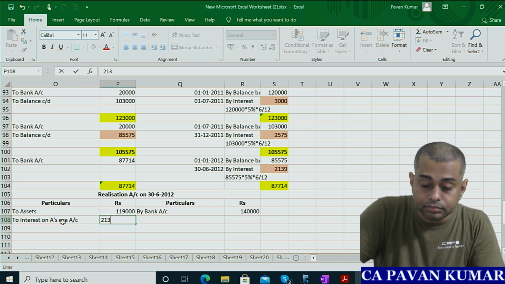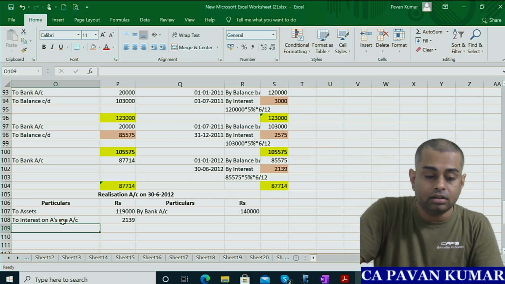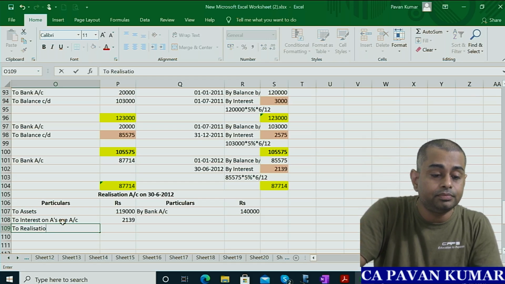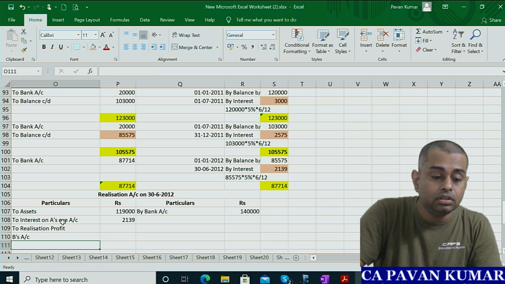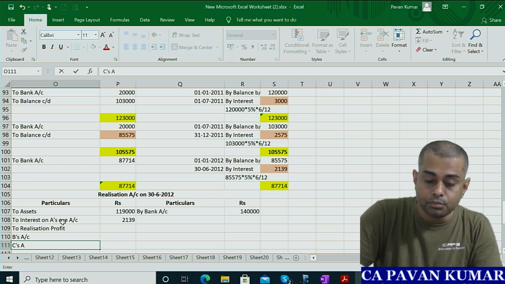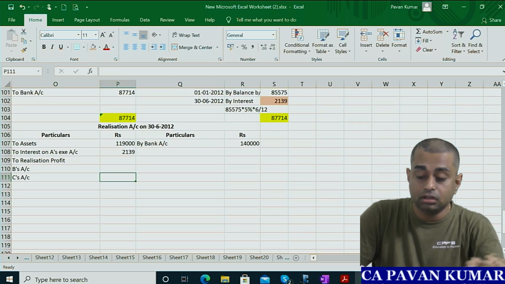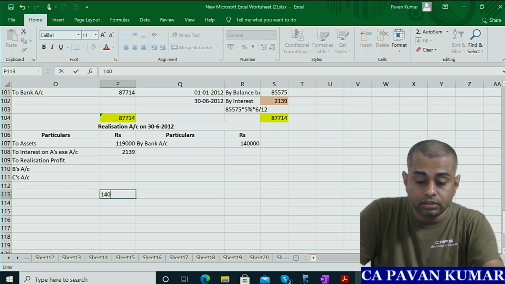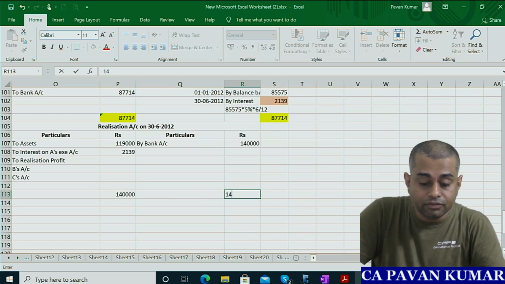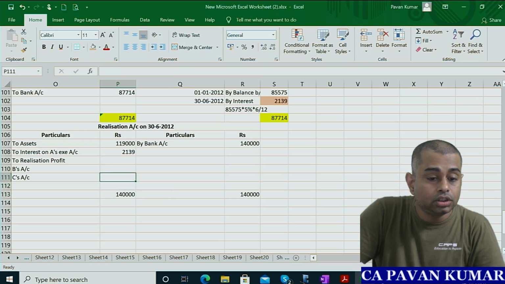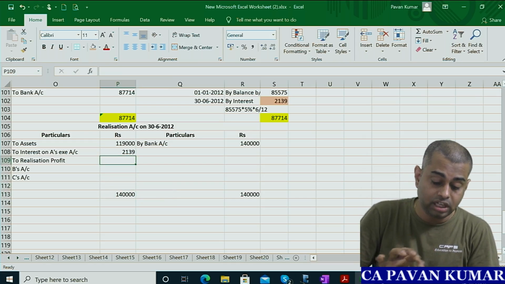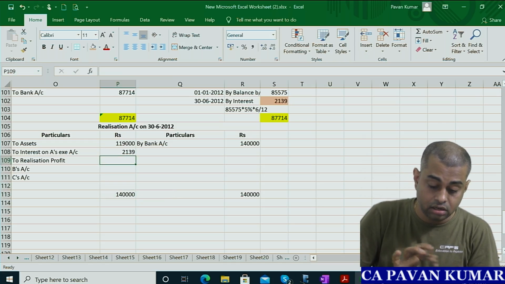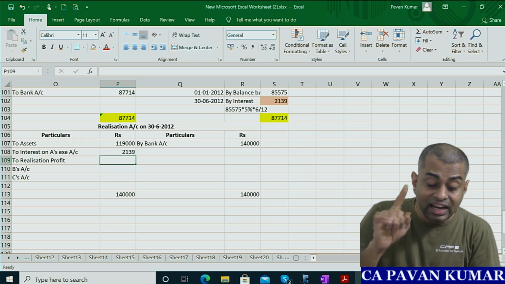Balance is the profit on realization, 2139. Now this goes to B's account and C's account. So how much is the balance? Total 1,40,000, and this side also 1,40,000. So what is the total profit? 1,40,000 minus 119,000 minus 2139, so 18,861.